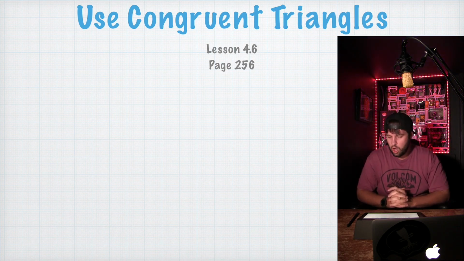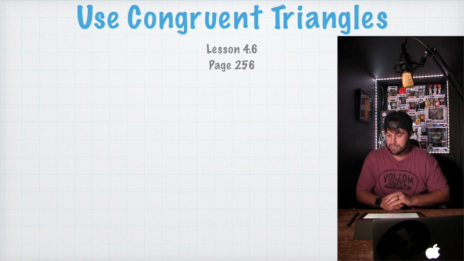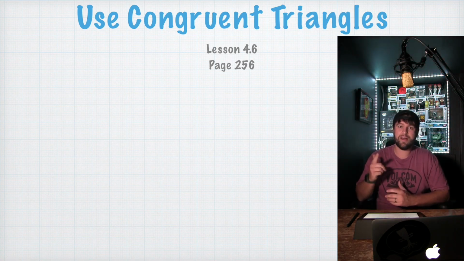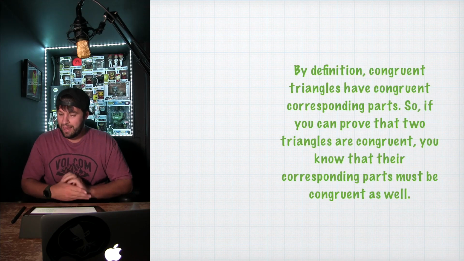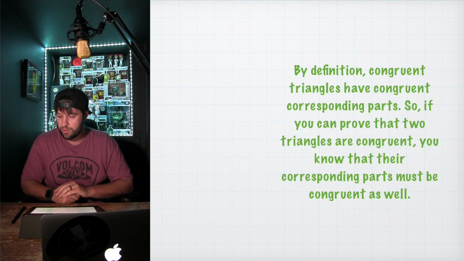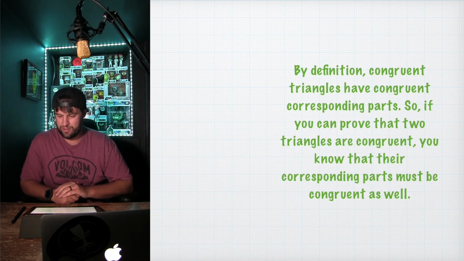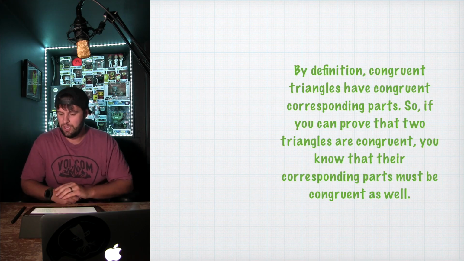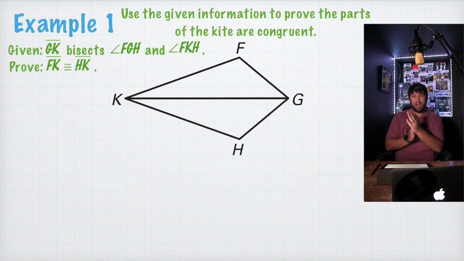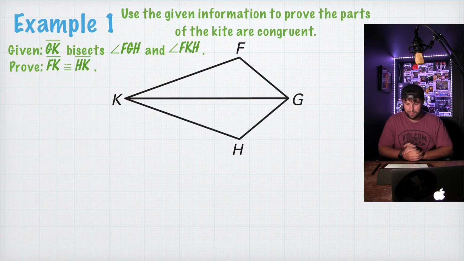Hi guys, so today we're going to be learning how to use congruent triangles. This is lesson 4.6, page 256. So let's go ahead and get started. By definition, congruent triangles have congruent corresponding parts. So if you can prove that two triangles are congruent, you know that their corresponding parts must be congruent as well. So guess what? We're going to write a proof.